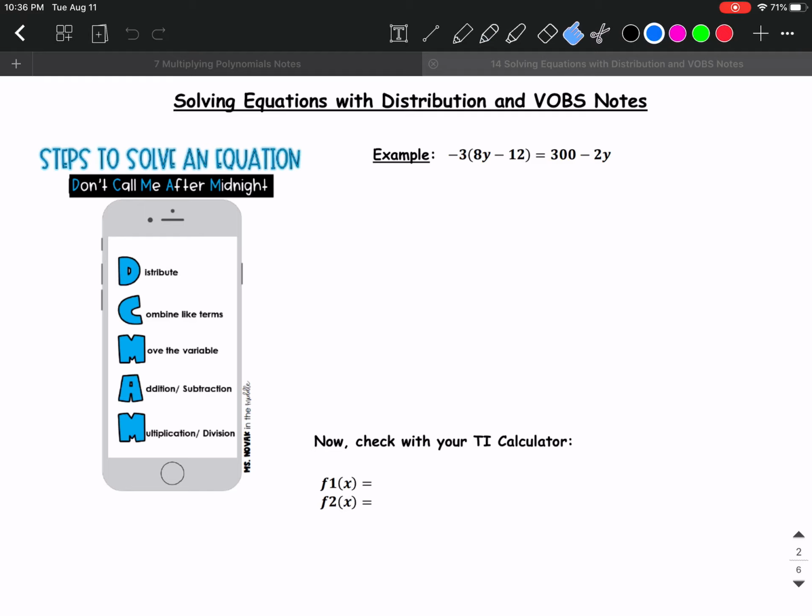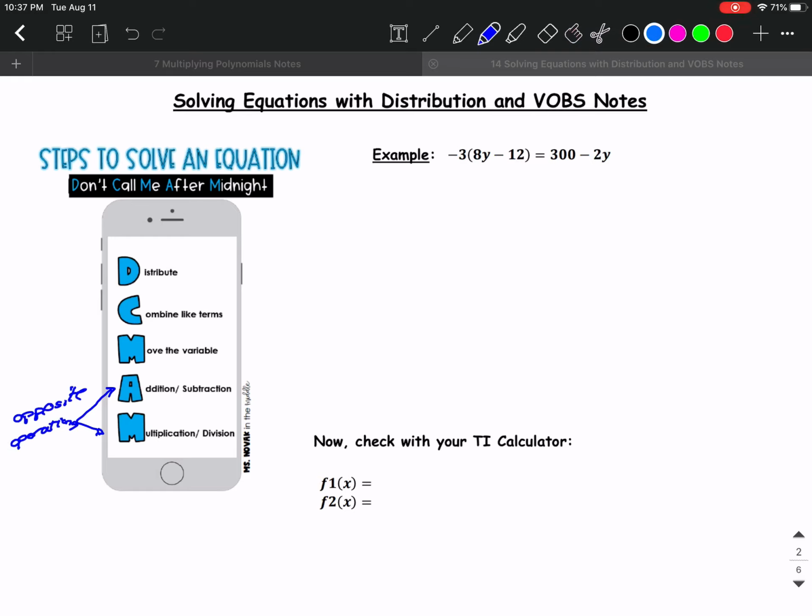All right, and the letters for don't call me after midnight stand for D is for distribute first, then C, combine the like terms, then M, move the variable to one side, and then when we do our opposite operations in the opposite order, we would be undoing addition and subtraction, and then we would be undoing multiplication and division. So these two are part of our opposite operations, okay? All right, so hopefully this will help someone.